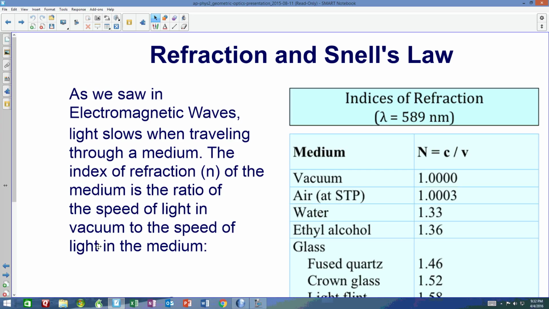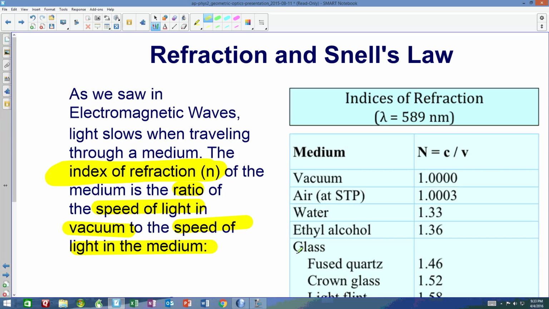In order to determine how much stuckness we have, we have a quantity called the index of refraction. Right here is the index of refraction. It has the letter n, lowercase n, to represent that value. It's actually the ratio of the speed of light in the vacuum to the speed of light in the material. That's how we determine the index of refraction.